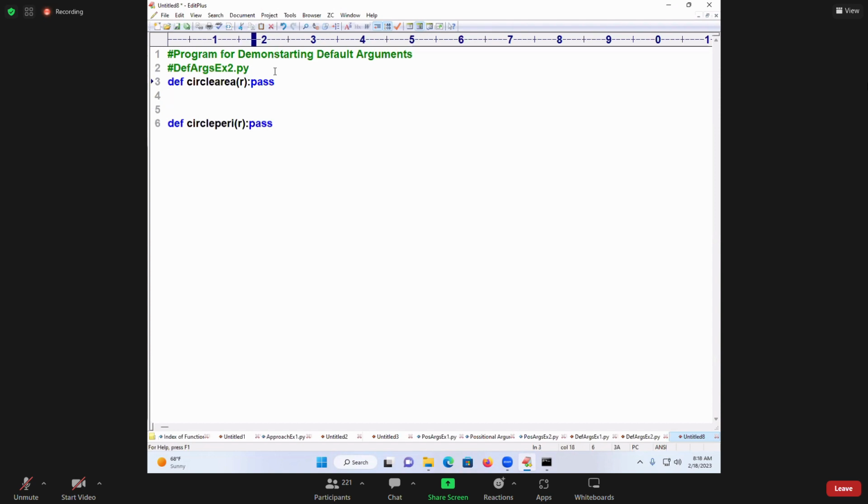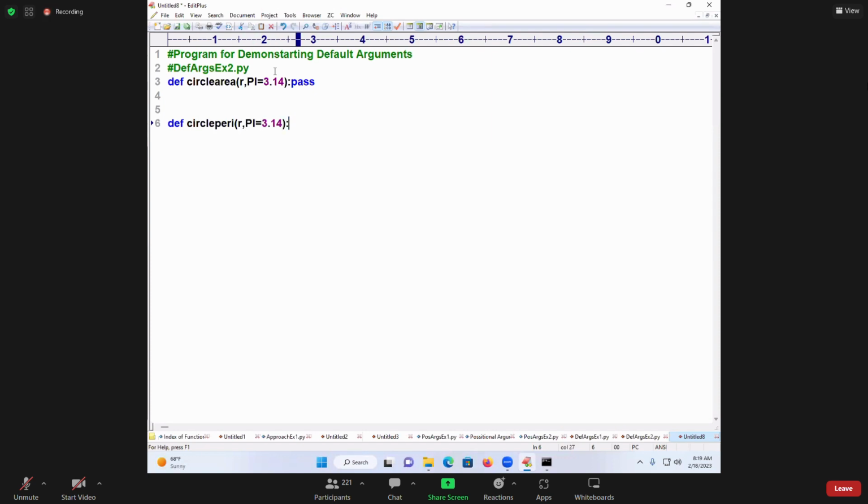Now I want to calculate one common value required for the area of a circle and the perimeter of a circle. What is that common value? Pi is the common value. Will you pass it again and again? No, I will take it as a parameter: comma, pi equal to 3.14. What is 3.14 called? The common value for these two functions.